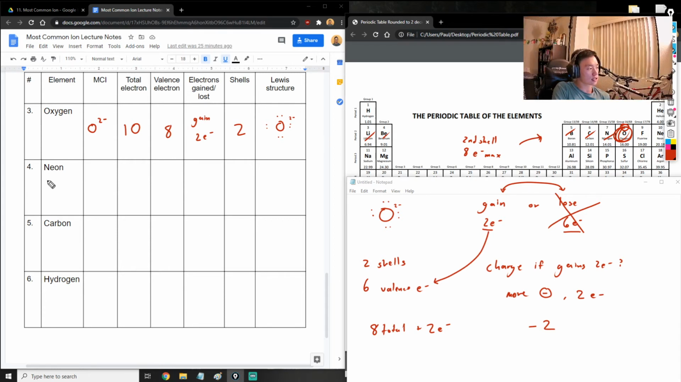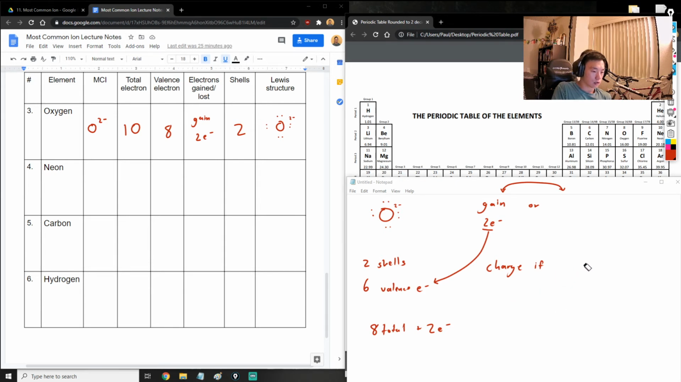Now there are 3 examples that we're going to do of ones that are a little bit weird. They don't really follow the rules. Alright, so the first one that's a little bit weird is neon. So take a second to look for neon on the periodic table. Just a quick hint, it's going to be all the way on the right. Hopefully you guys found it, but neon is going to be on the second row all the way on the right of the periodic table.